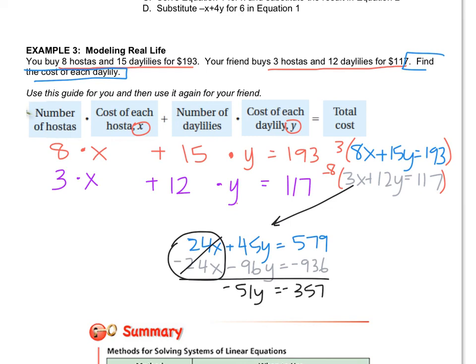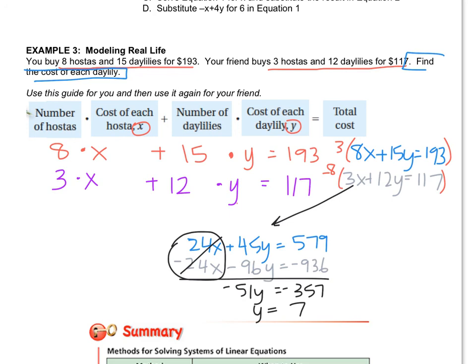Hopefully that goes in evenly. And it does. It is 7. So y is 7. That was the cost of the daylily. So do I need to find the cost of the hosta? No, I don't. Because if you go up to the question, all it said was find the cost of the daylily. If y stands for daylilies, then I just found it. I don't need to find hosta, so I'm done.